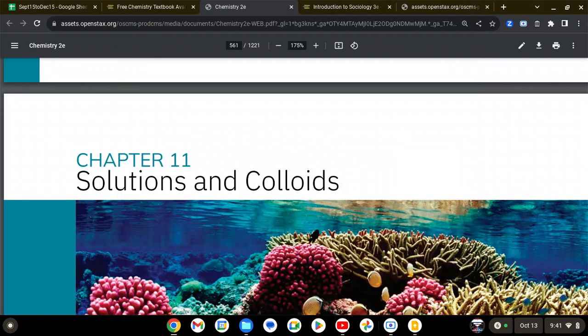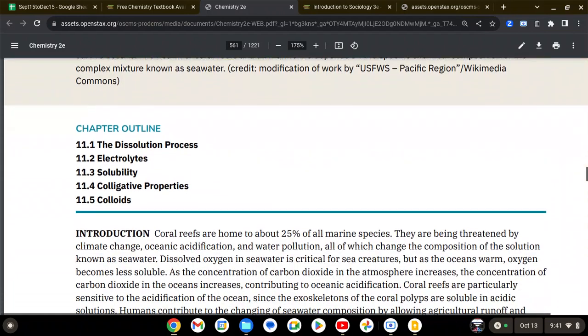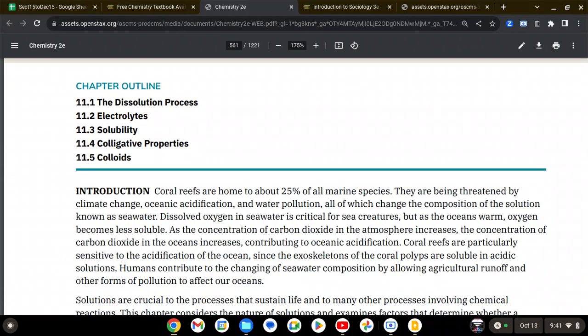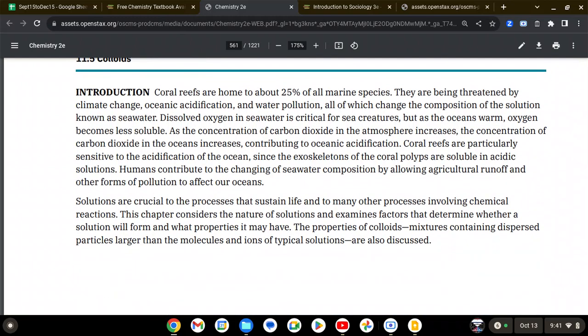Chapter 11, Chemistry, OpenStax, Solutions and Colloids. 11.1, the dissolution process. 11.2, electrolytes. 11.3, solubility. 11.4, colligative properties. 11.5, colloids. Introduction. Coral reefs are home to about 25% of all marine species.